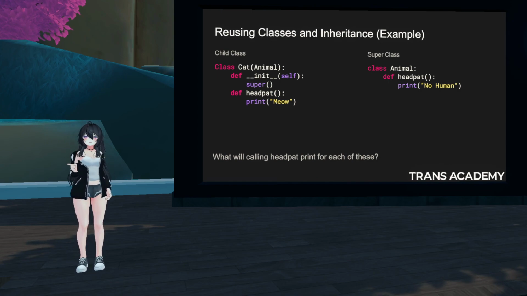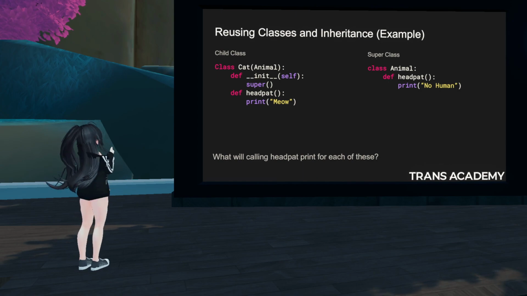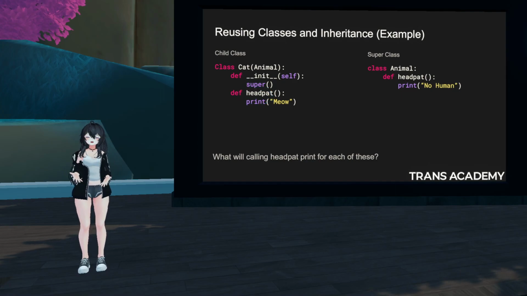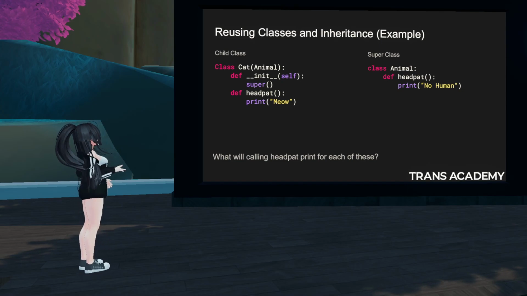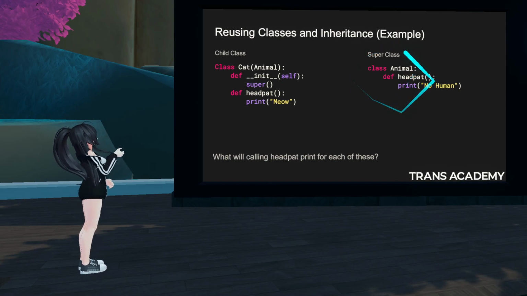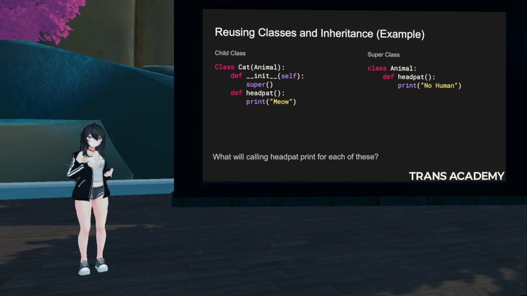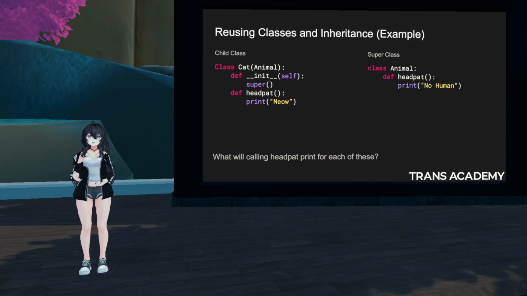Now, something that's very interesting that you'll see that's happening here on the bottom one is that we are actually overriding the functionality of headpat. And because we are overriding this, even though we are taking inheritance from animal, we have two separate functionalities here that are very similar to each other.